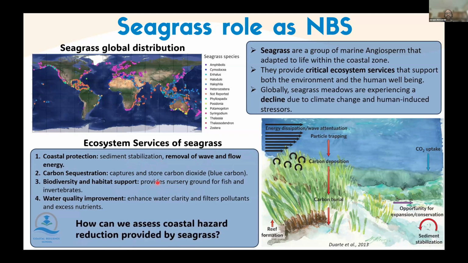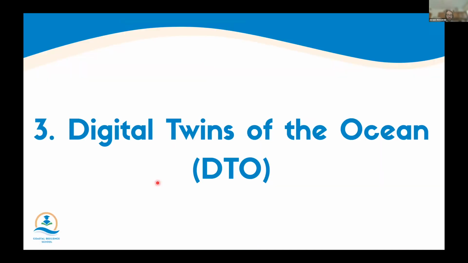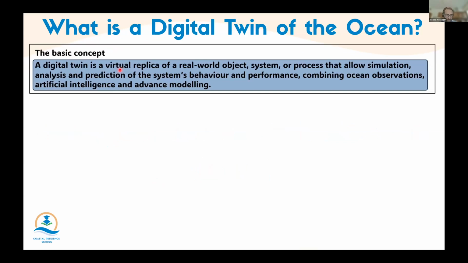But how can we assess the coastal hazard reduction provided by seagrass? We want to try to do it with a digital twin of the ocean. But first, I want to tell you what a digital twin is. Also here, there are a few definitions, because it's a very recent concept. But basically, it's a virtual replica of a real system or process that allows simulation and predictions of the behavior of the system, combining also ocean observations, advanced modeling, and artificial intelligence.